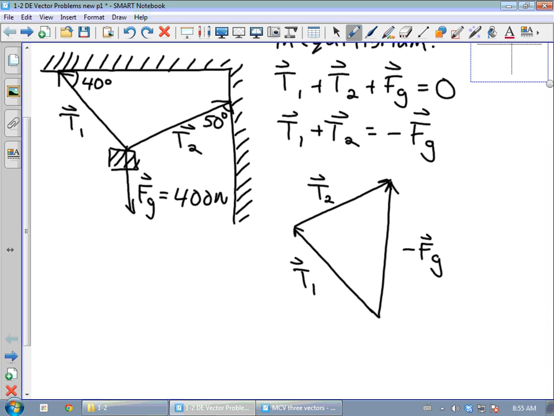And I've drawn these so that T1 plus T2, I put them tip to tail, so we're adding them up. And when we add them up, we get the opposite of our gravitational force. And then we want to transfer our information about magnitudes and directions over to this new diagram. So we know that the magnitude of negative Fg is 400, and we don't know the magnitudes of either T1 or T2, but we do have some information about their angles here.